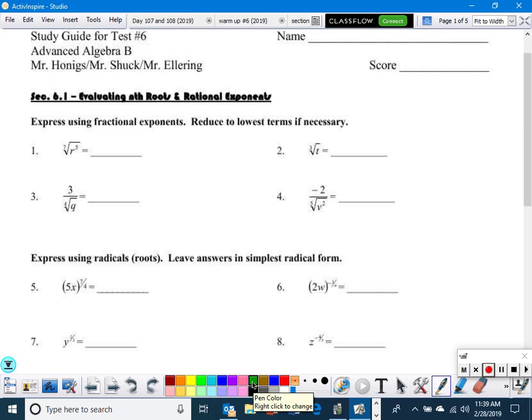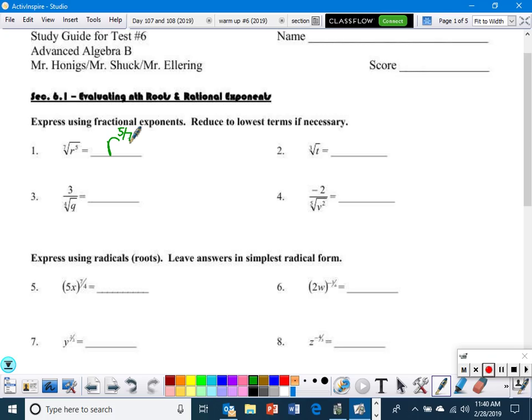All right, so we've got the seventh root of r to the fifth power. So the 7 will be the denominator, and the other number, the 5, will be the numerator. So we just need to write r to the 5/7 power. That's it.